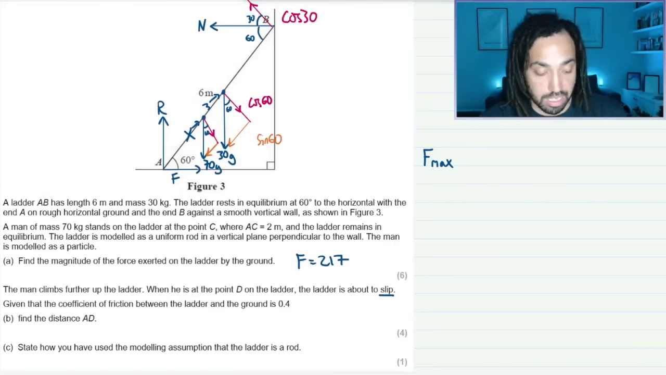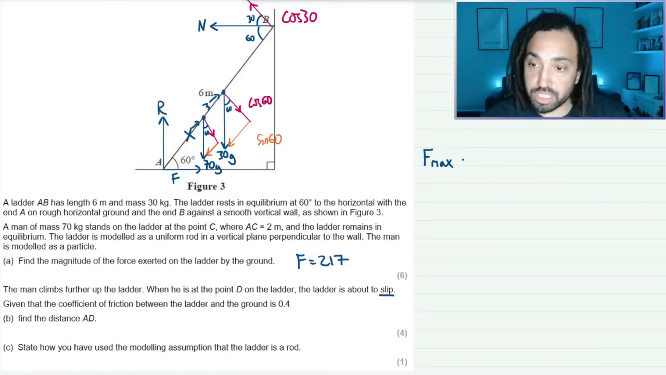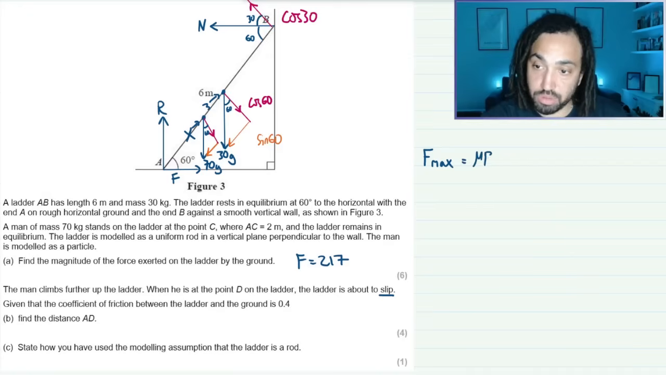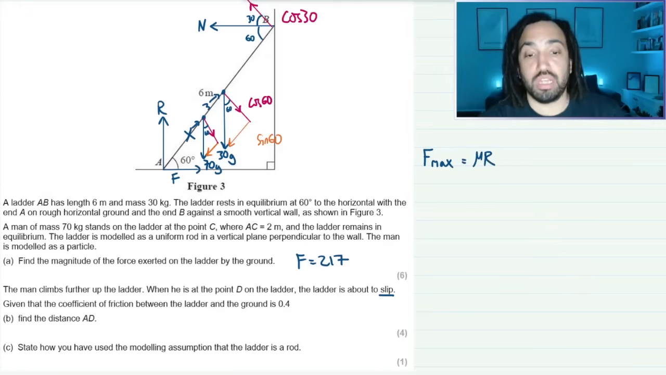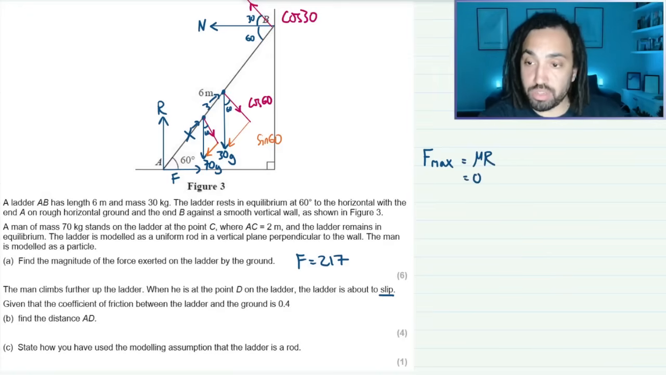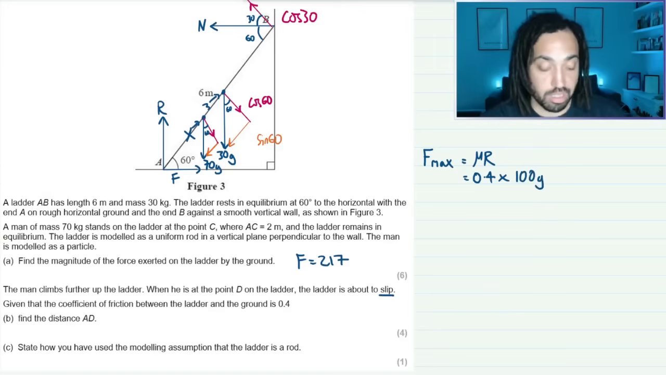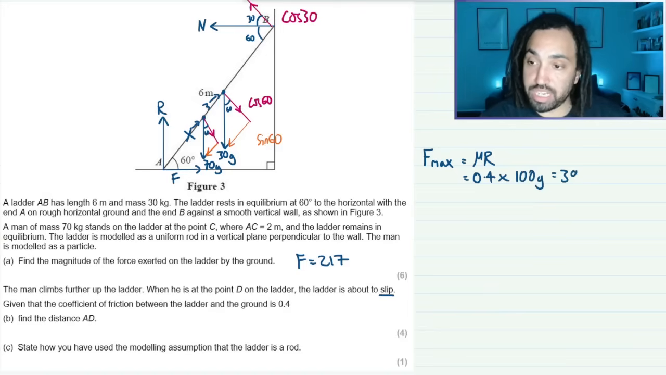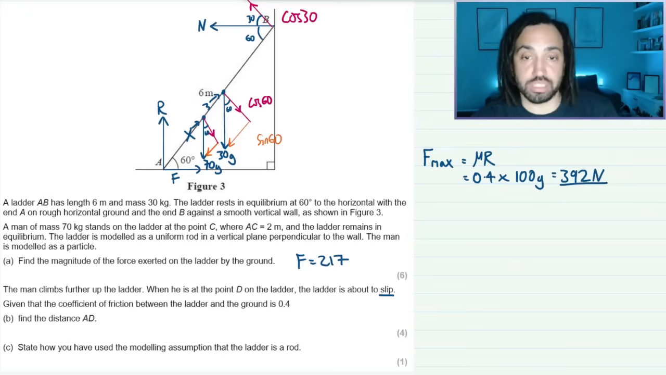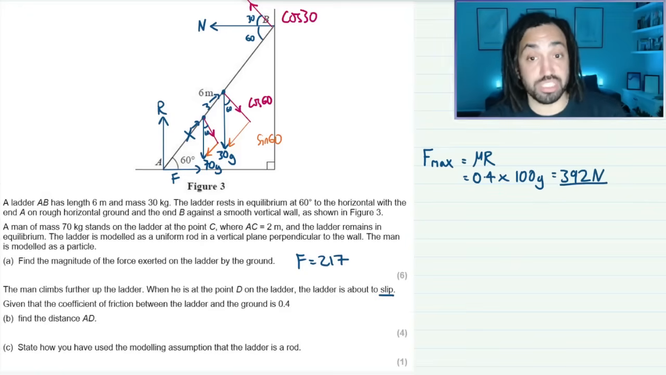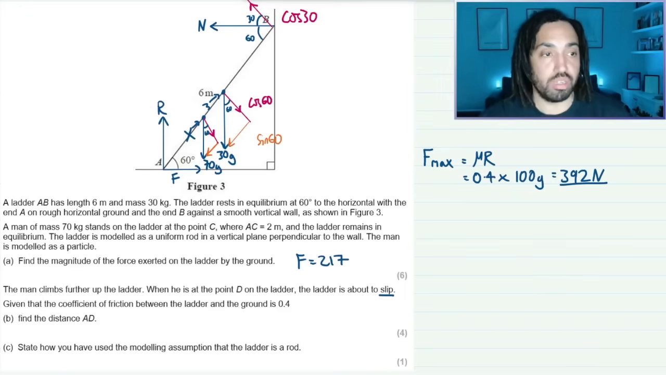and we know that friction max is equal to mu R. And we know that mu is 0.4, and we know that the R value, which we found before, was 100g. So that equals 392 newtons. Okay, so that is the maximal frictional force. So that's the frictional force that's going to be happening in this situation, because it's just about to slip.